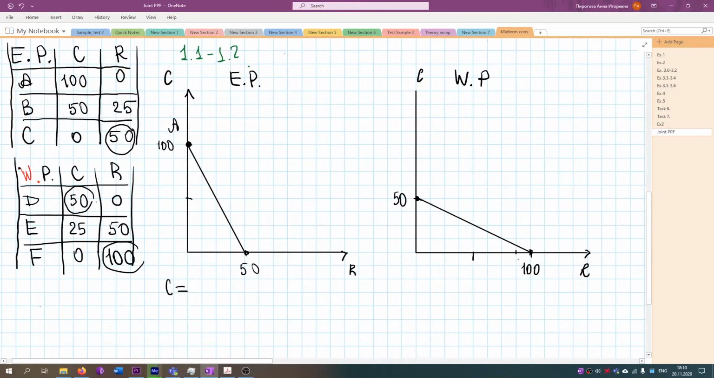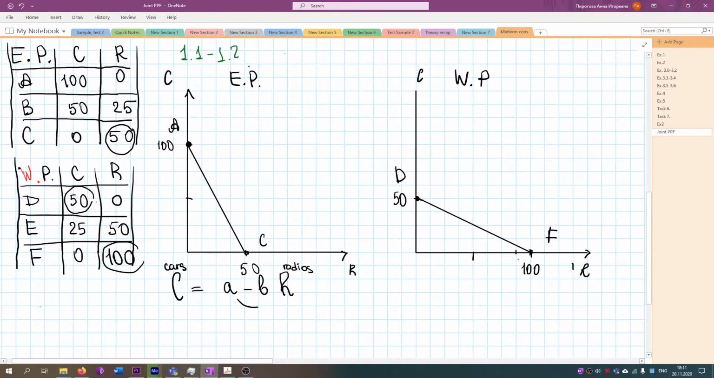I will mark them. So it is A point and it is C point, D and F. So our production function should have an equation C is equal to A minus B R. So where C is cars, R is radios, and A and B are our coefficients.